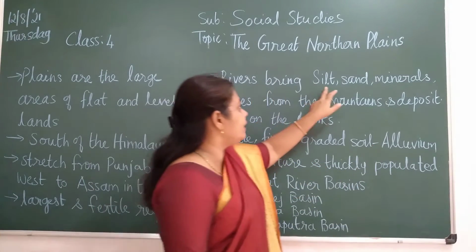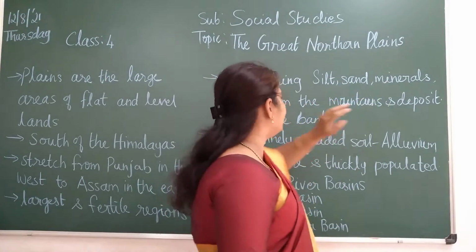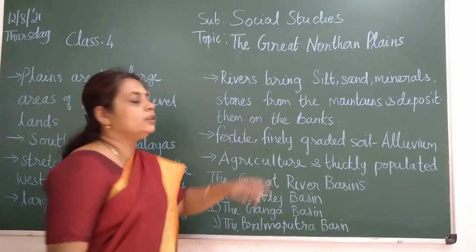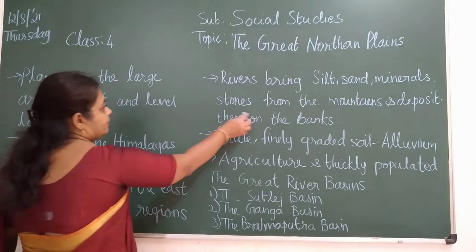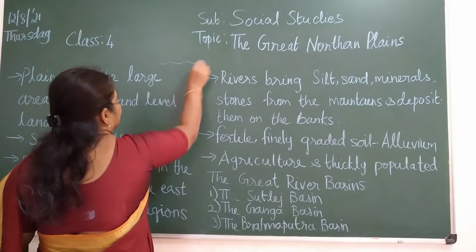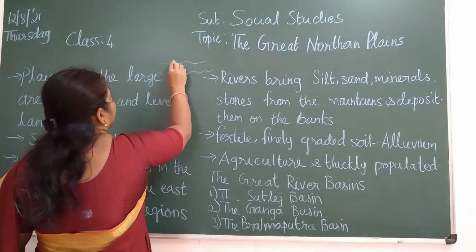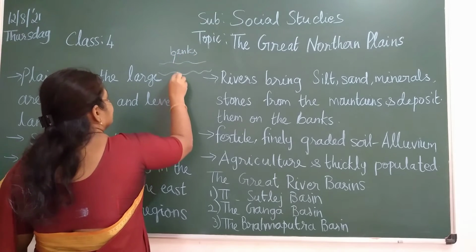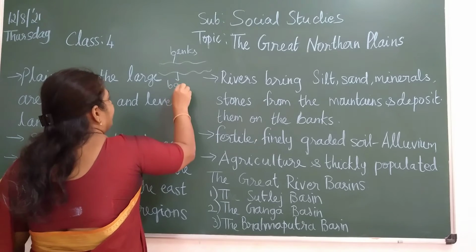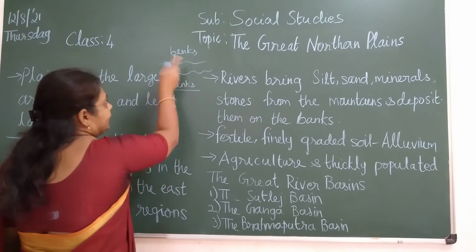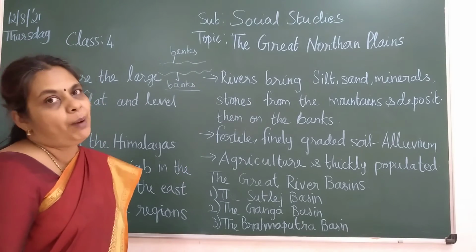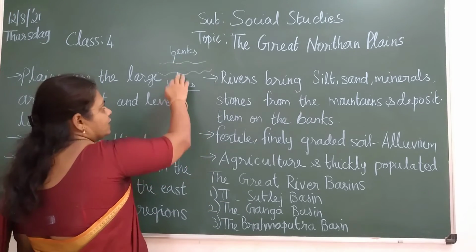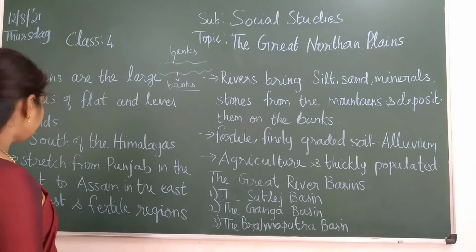So rivers bring silt, sand, minerals and stones from the mountains and deposit them on the banks, children. What is meant by banks? See, a river is flowing like this now. These two sides, where the sand and soil are, this side is called a bank. So they will always say the river has two banks.